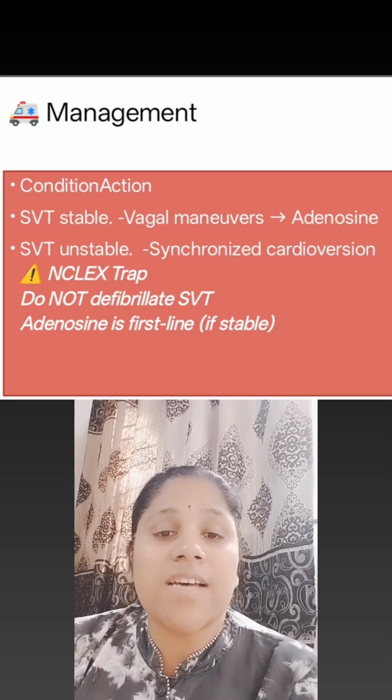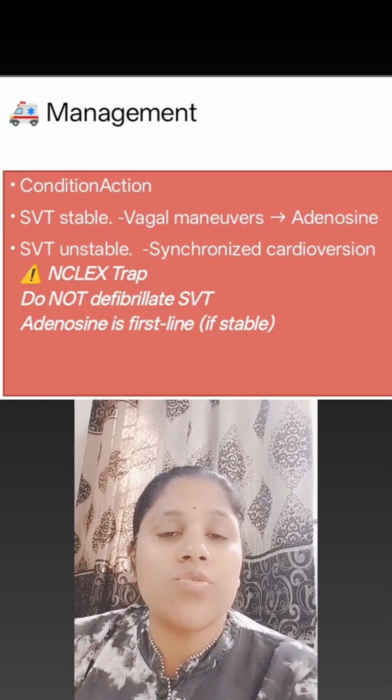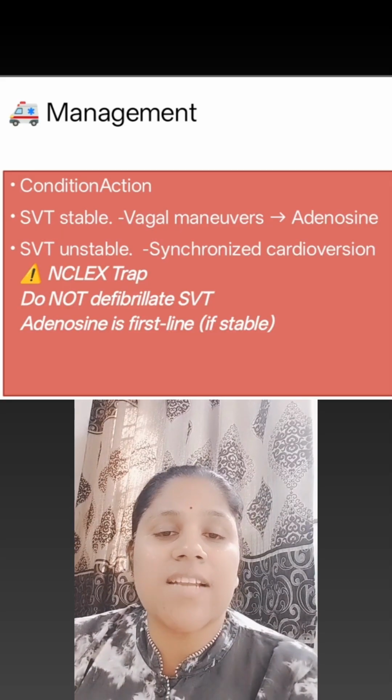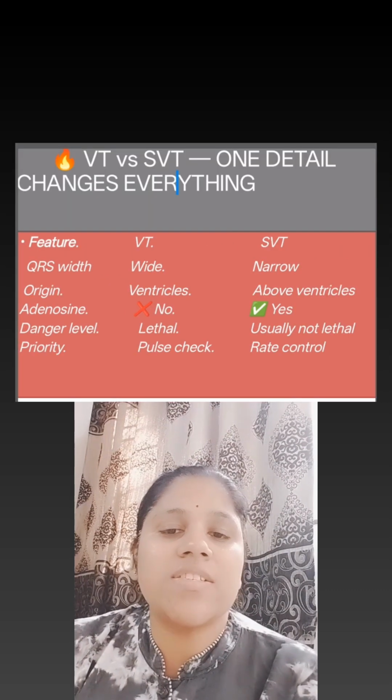And if the SVT is unstable, then we should go for synchronized cardioversion. In spite of medication and Valsalva maneuver and vagal maneuver, if it is not getting treated, then we should go for synchronized cardioversion. So the NCLEX trap here is, we do not defibrillate any SVT patients, right? Because we can treat it by cardioversion, and injection adenosine is the first line of drug.